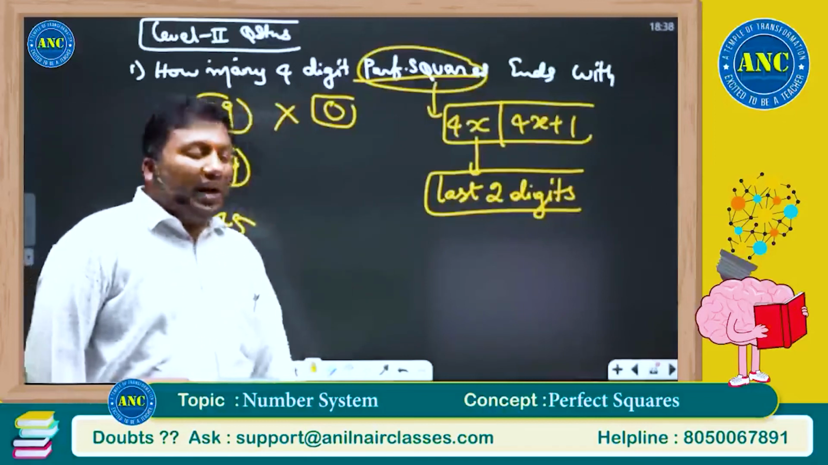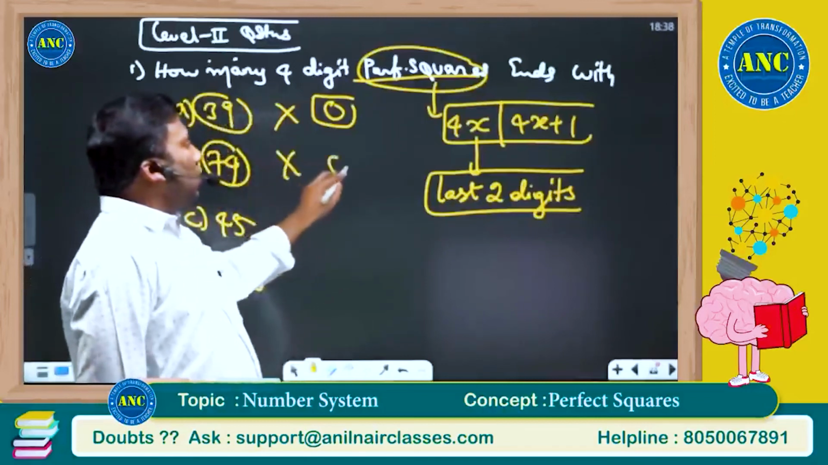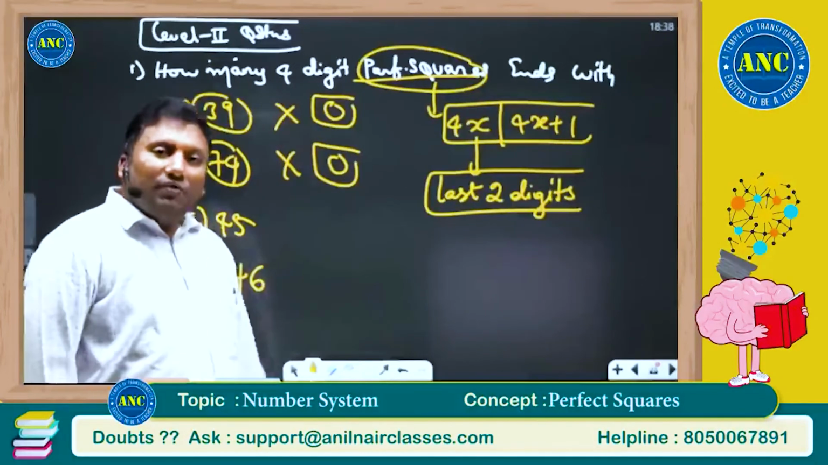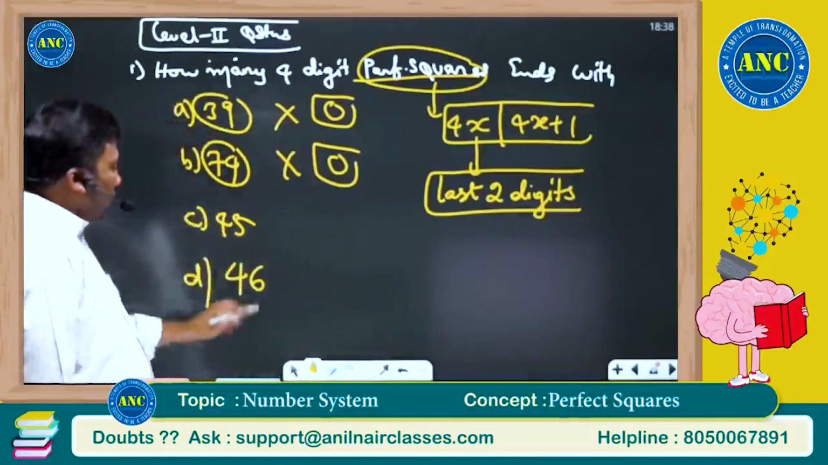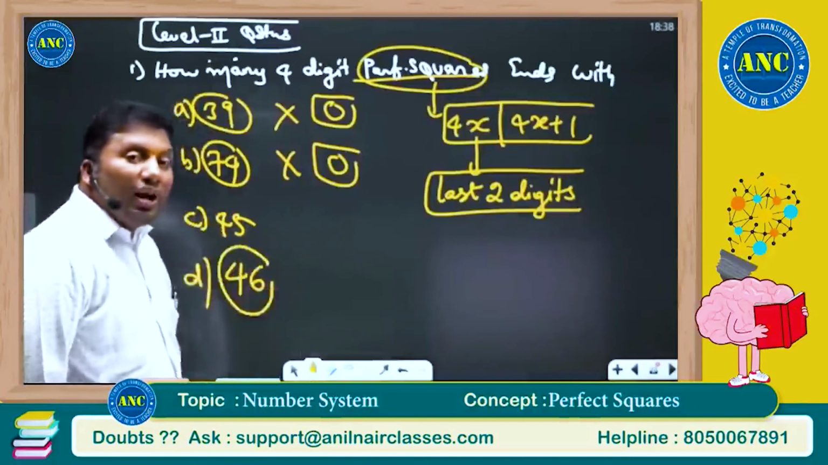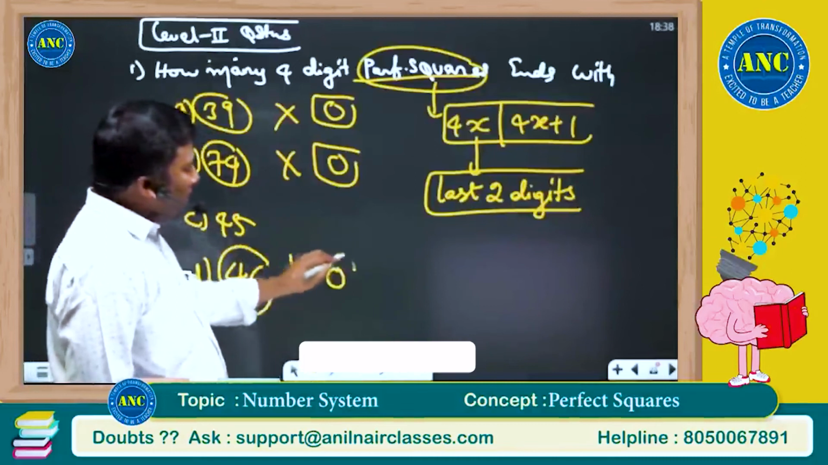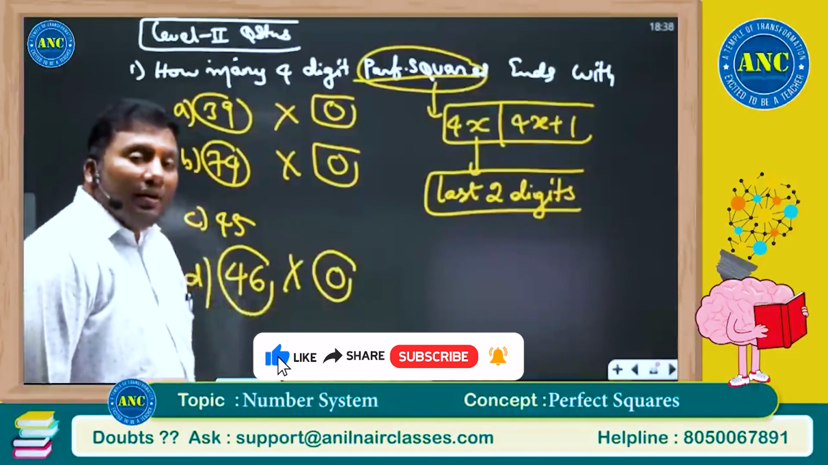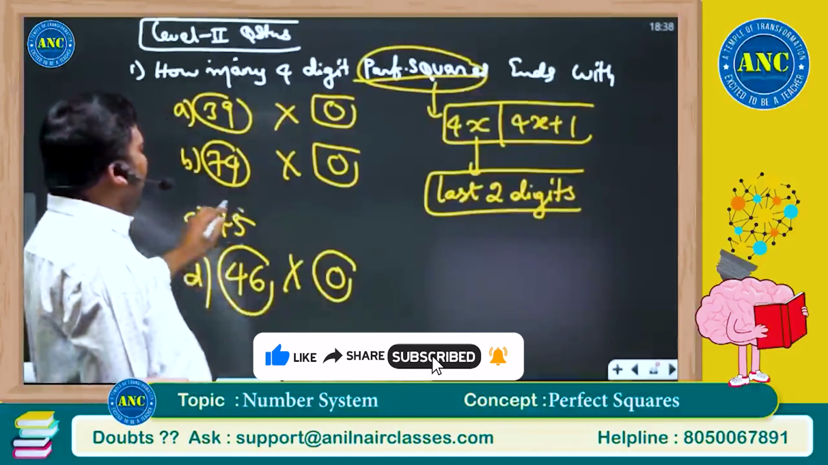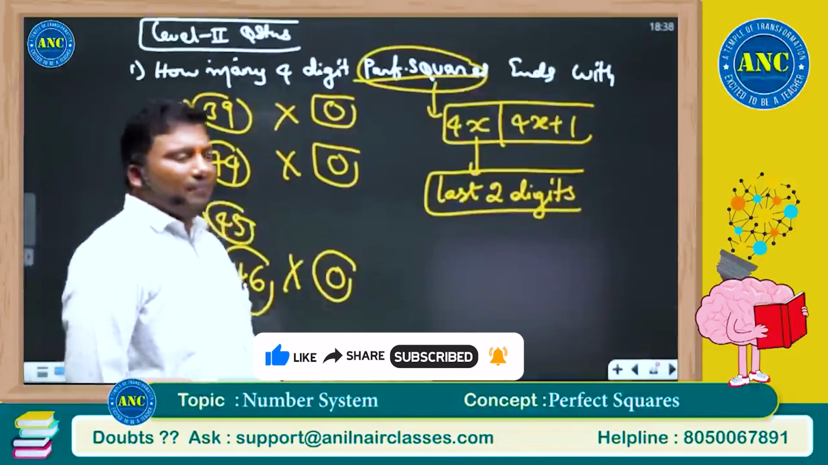74 is 4 into 18 plus 2. There exists no 4-digit perfect square which will end with 4k plus 2. 46 is 4 into 11 plus 2. The 4k plus 2 form will not arise. There exists no 4-digit perfect square. 45, just now we discussed.